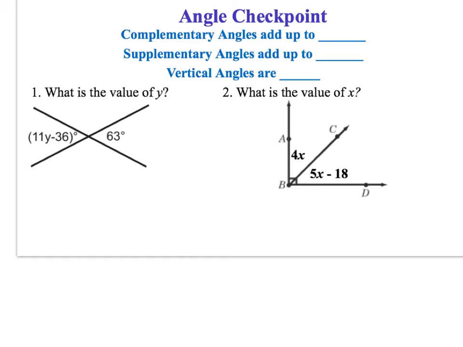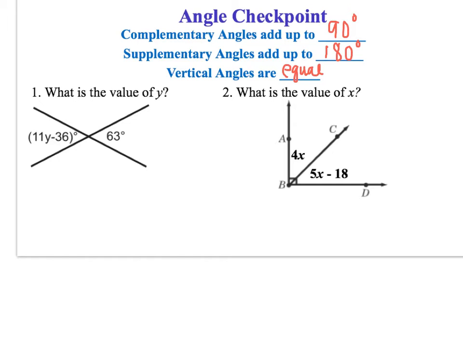So to review, complementary angles add up to 90 degrees. They form a right angle. Supplementary angles add up to 180 degrees. They form a straight line. And vertical angles are equal. They share the same vertex and they are opposite of each other.